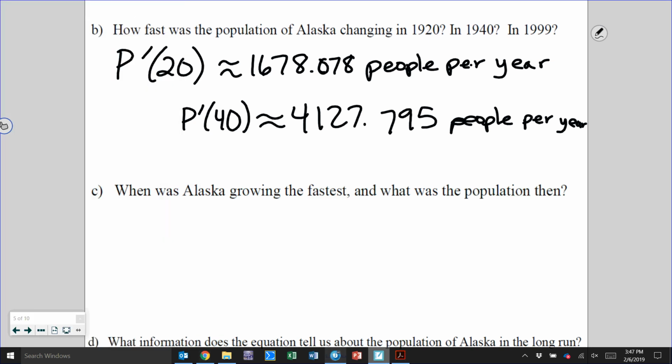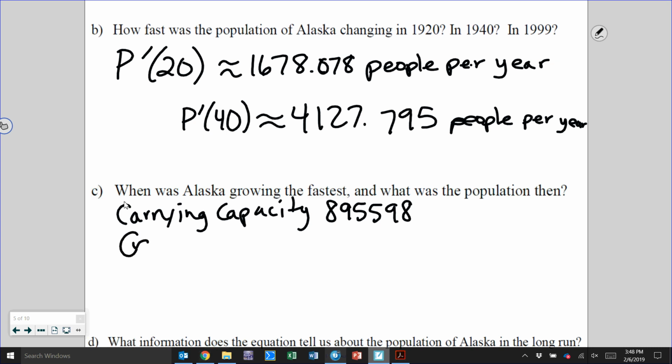Then this question says, when was Alaska growing the fastest and what was the population then? Well, it's going to grow fastest at the inflection point. Well, the inflection point is half the carrying capacity. Well, the carrying capacity is 895,598 people. So it grows fastest at 895,598 over 2. Okay, half the carrying capacity. That's when it grows fastest.